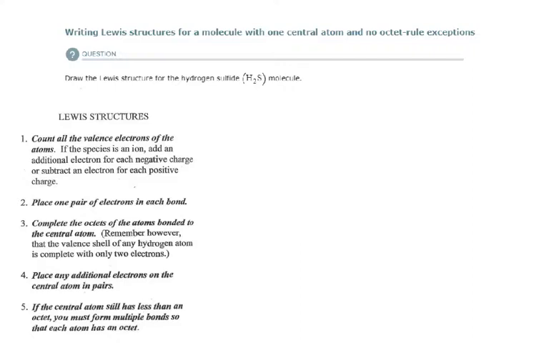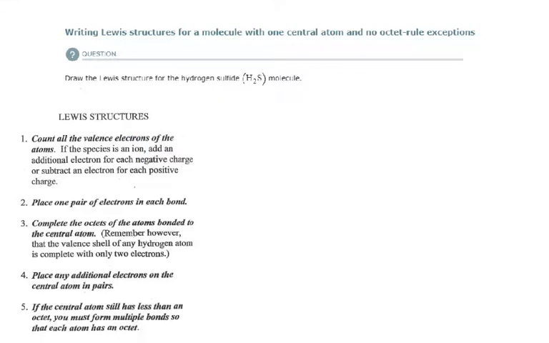Okay, here's a second example from this topic. We are again drawing Lewis structures for molecules with one central atom and no octet-rule exceptions. So we're going to draw the Lewis structure for hydrogen sulfide. They give us the chemical formula of this molecule. And the first step is to count all the valence electrons of the atoms.